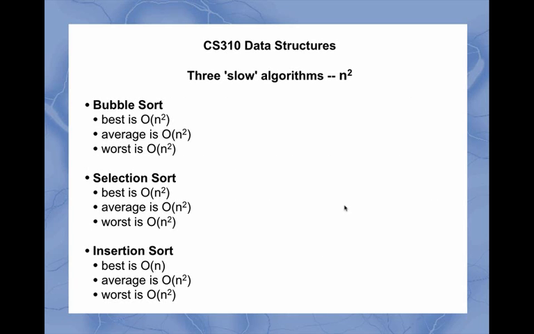The three slow algorithms we're looking at here: for bubble sort and selection sort, the best, average, and worst cases are the same. They're big O of n squared. Insertion sort is the fastest of these three slow algorithms in terms of wall clock time. But in the best case, where you have an array that's already sorted, then the complexity is big O of n.